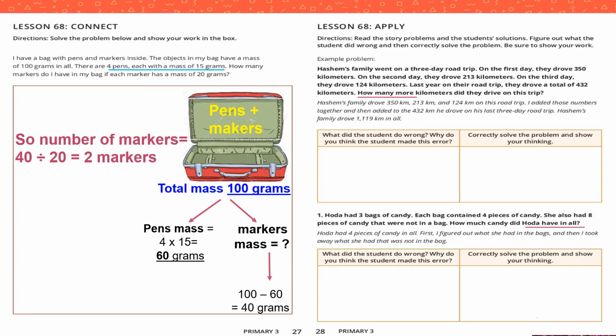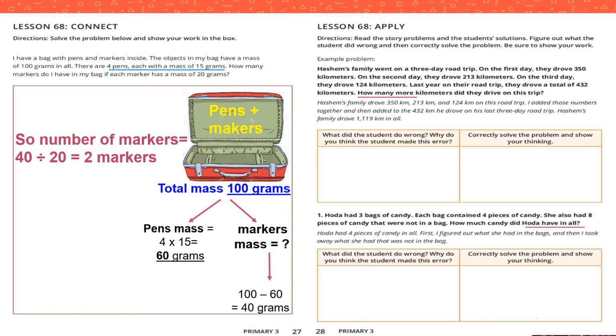Let's move to the apply part. Read the story problems and the students' solution. Figure out what the students did wrong, and then correctly solve the problem. Be sure to show your work.